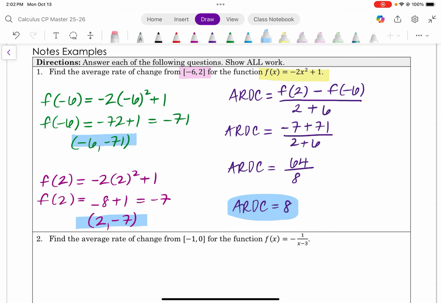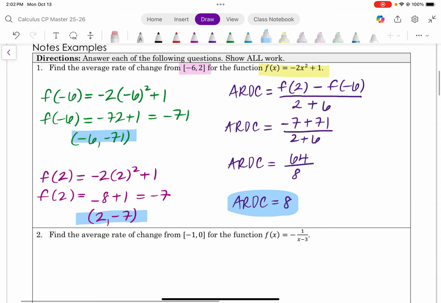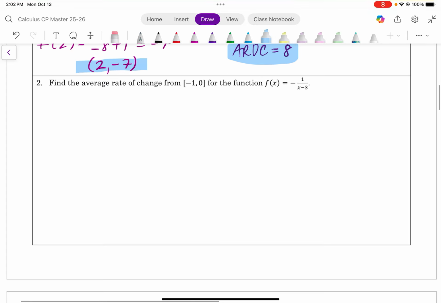Let's try one more, but this time try it on your own. I'll give you a head start. In order to get started, you first need to find f of -1 and f of 0. After you do that, you can then plug into the AROC formula the values that you have. Take a moment, pause the video, and try these 2 examples.